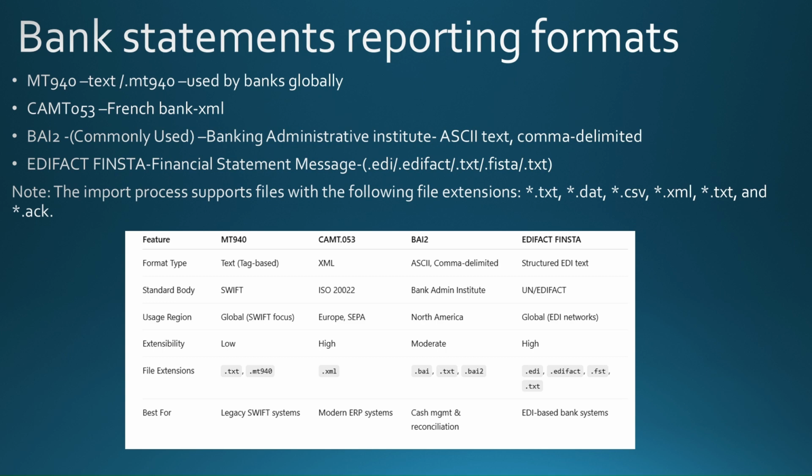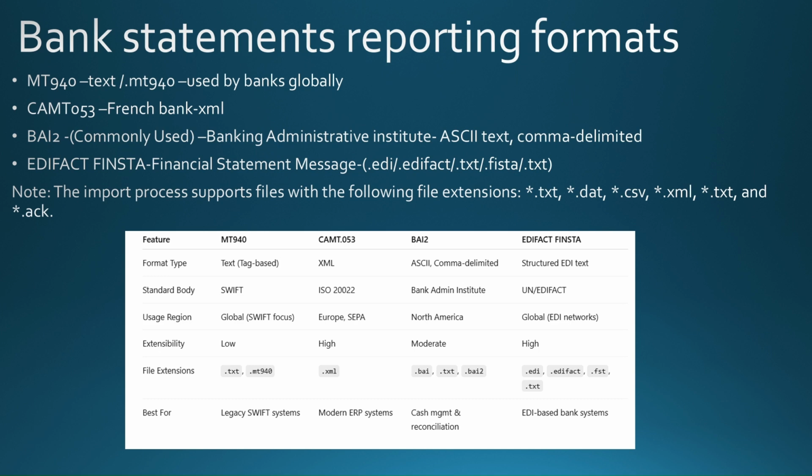Now we are going to see the different statement reporting formats that we use in a real-time environment, and that we can support for the business. Here I mentioned a few important statements. The first one is MT940. Basically it's a text format, and the extension will be text or MT940. This format is used by banks globally, and is best for legacy systems. In this demonstration I'm going to create an MT940, load it to the Fusion application, and also develop the integration.